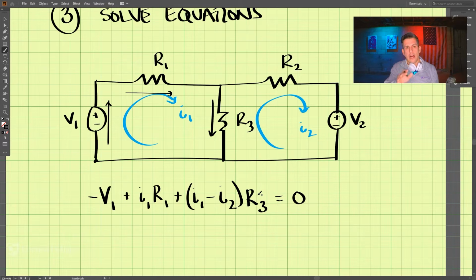Now, a lot of you may ask, why negative V1? If we're going this way, why negative V1? So why negative or positive, right? Why? We want these to have separate signs. So if this is positive, this needs to be negative. Okay? And if this is positive, this needs to be negative.